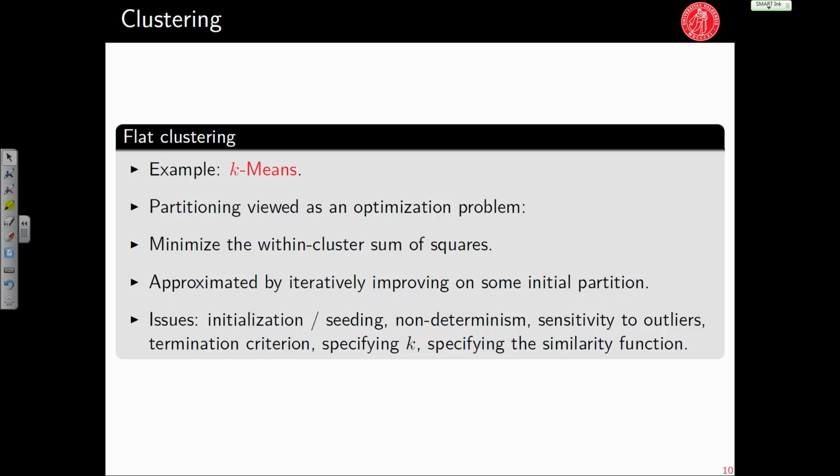And there are many issues related to this, or not issues in the sense of things that we had to think about. So how to initialize, where to start, and the fact that this algorithm is sensitive to outliers. If you have an object that is far out in the space, it will pull away the centroid of a cluster. How do we specify the number of clusters if we have unlabeled data and we don't know what is the optimal k, and how do we specify the similarity function, etc.